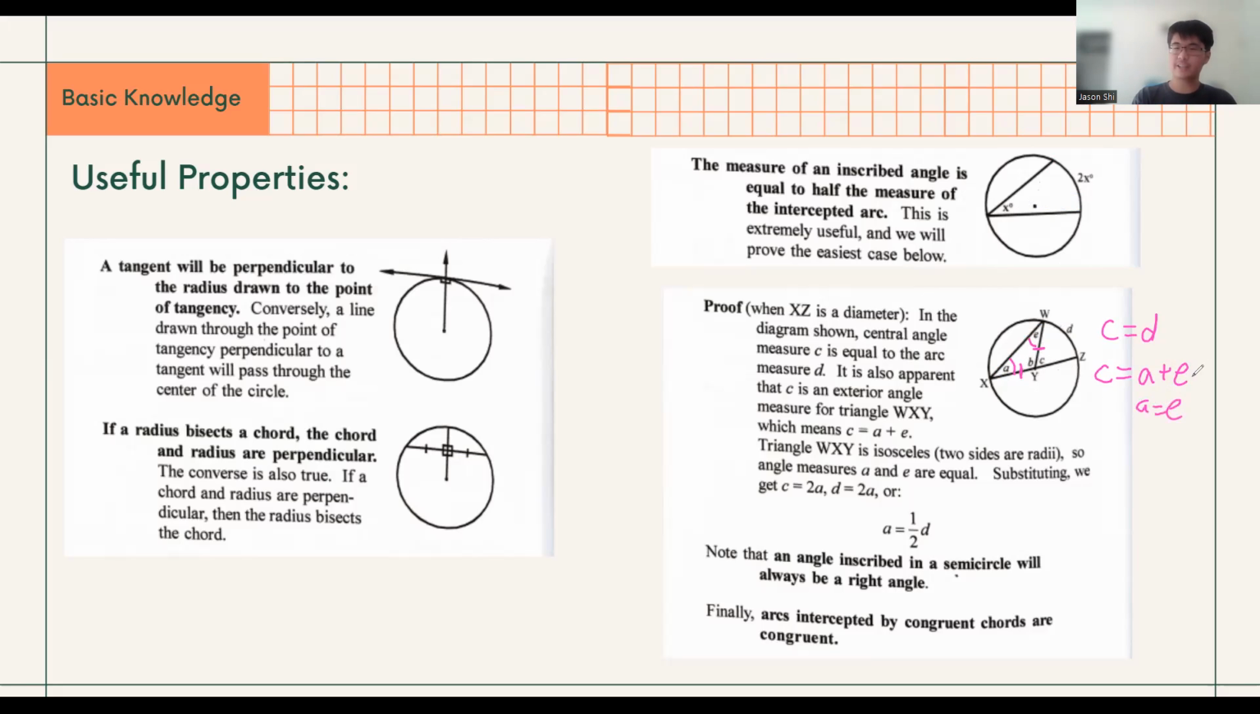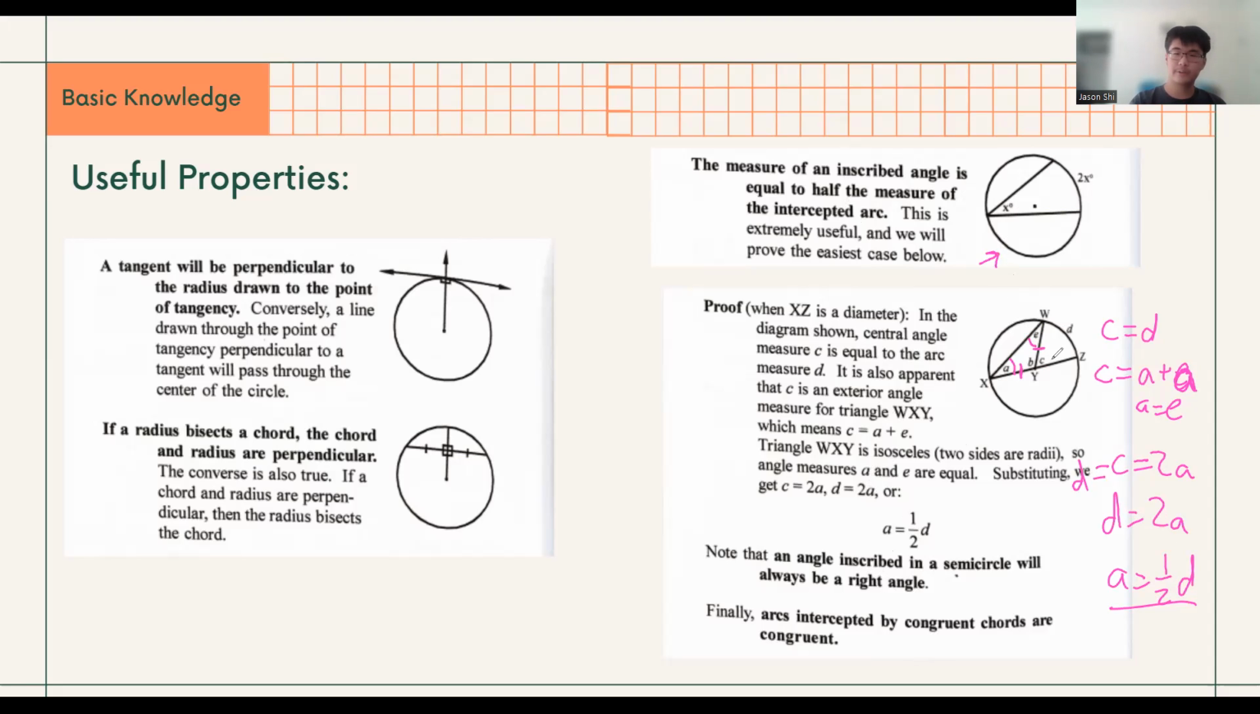Well, if A equals E, we can substitute this E for A. So E equals A, so C equals 2A. And since C equals D, we have D equals 2A. And what's A? A is 1/2 D, which is what we want. Okay, nice. Basically, this is our proof for this.